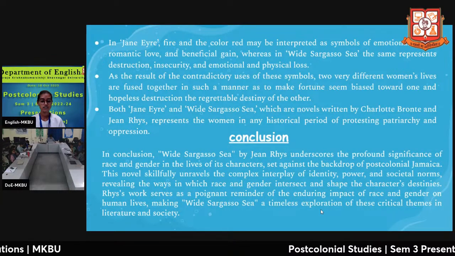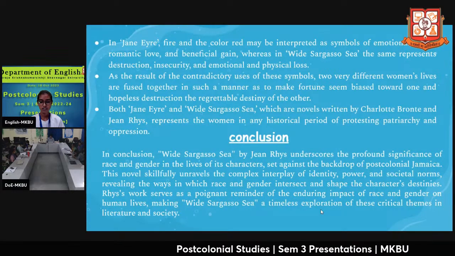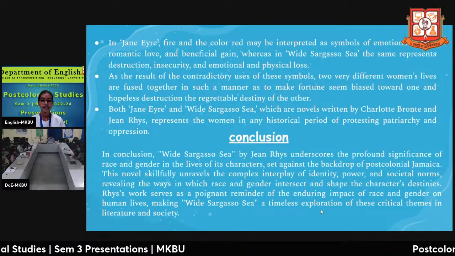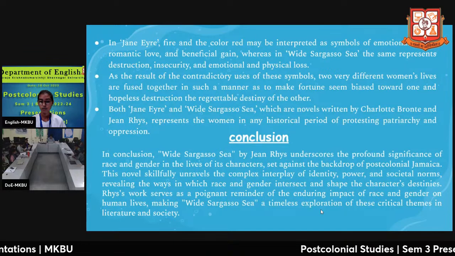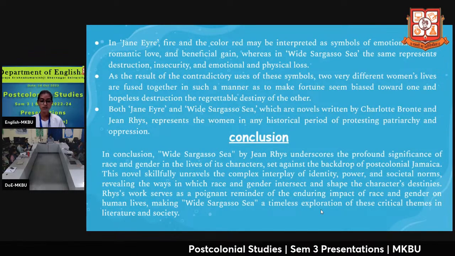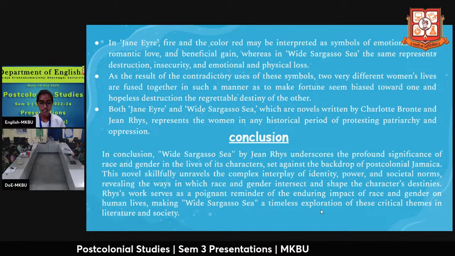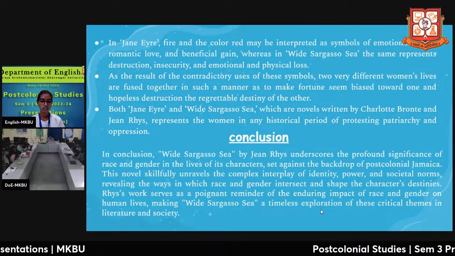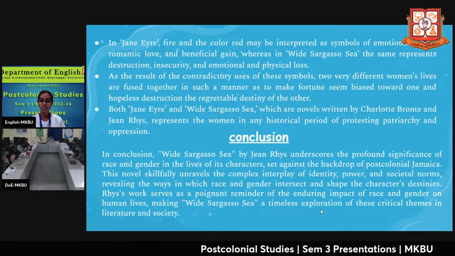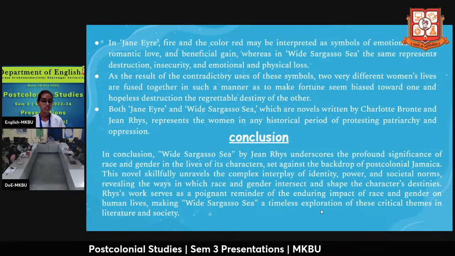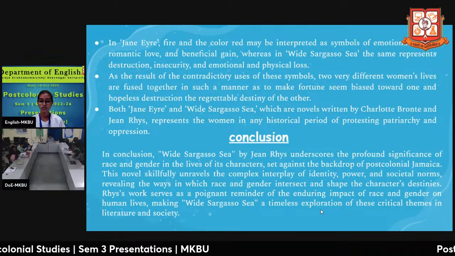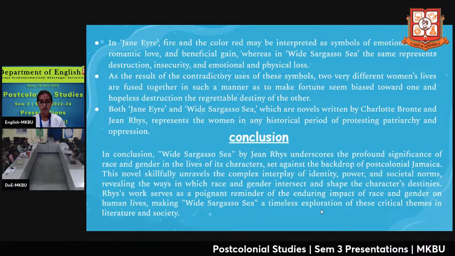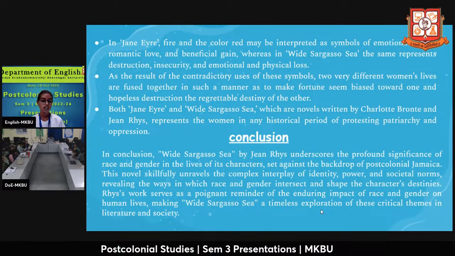To conclude, Wide Sargasso Sea by Jean Rhys underscores the profound significance of race and gender in the lives of its characters, set against the backdrop of post-colonial Jamaica. This novel skillfully unravels the complex interplay of identity, power, and social norms, revealing the ways in which race and gender intersect and shape the characters' destinies. Rhys's work serves as a poignant reminder of the enduring impact of race and gender on human lives, making Wide Sargasso Sea a timeless exploration of these critical themes in literature and society.